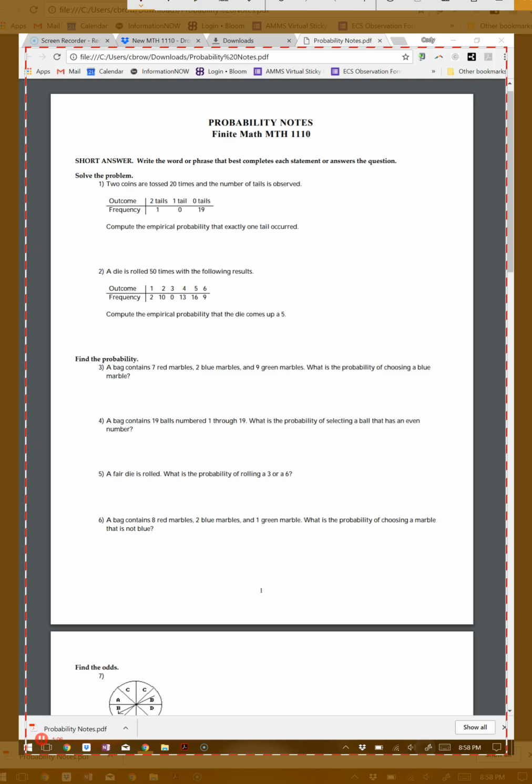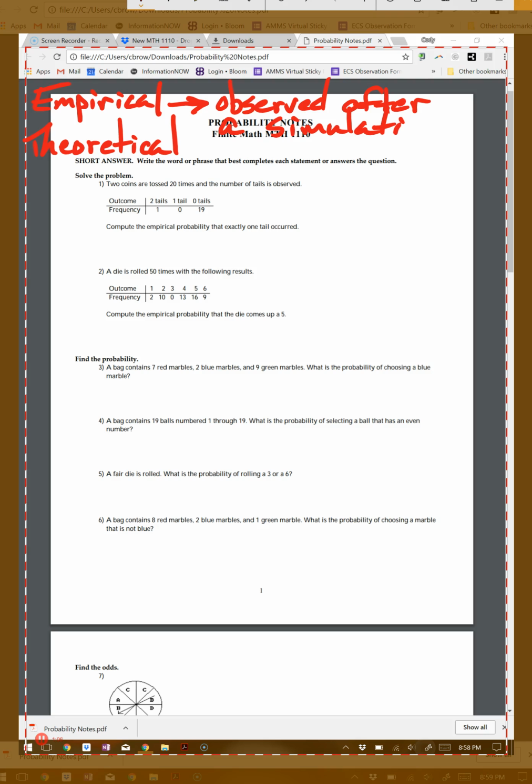Alright, so with probability, we're looking at two different types of probability. The first is called empirical, and the other is called theoretical. Empirical probability is probability that we can actually observe after a simulation. So that's going to be after an experiment, after the die is rolled, after a quarter is tossed. It's probability that we can actually measure, write down, and record.